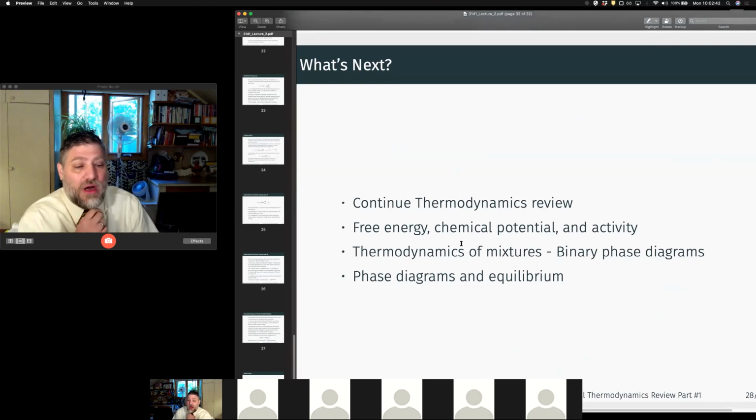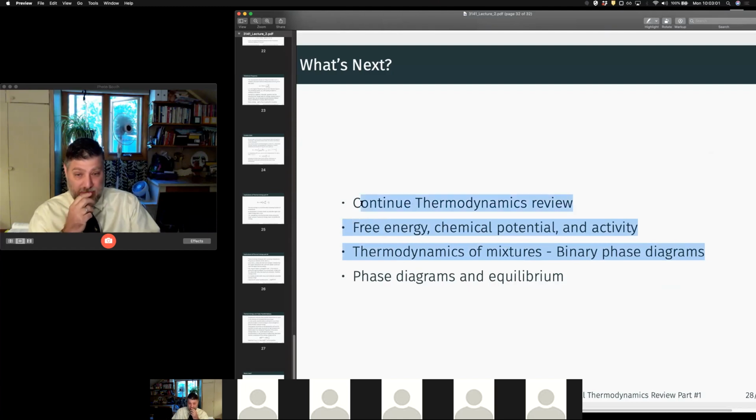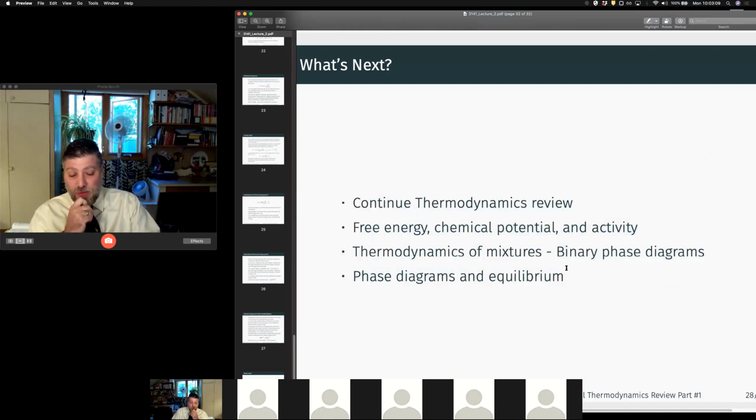So on Wednesday, we're going to get into Gibbs free energy. We're going to talk about chemical potential and activity and how this relates to the thermodynamics of mixtures and binary phase diagrams, right? So this is essentially the plan for the rest of the week. This should all still be review.